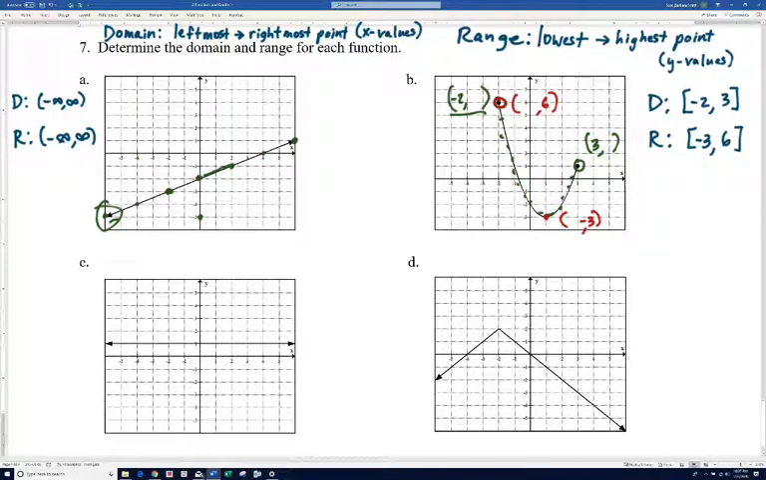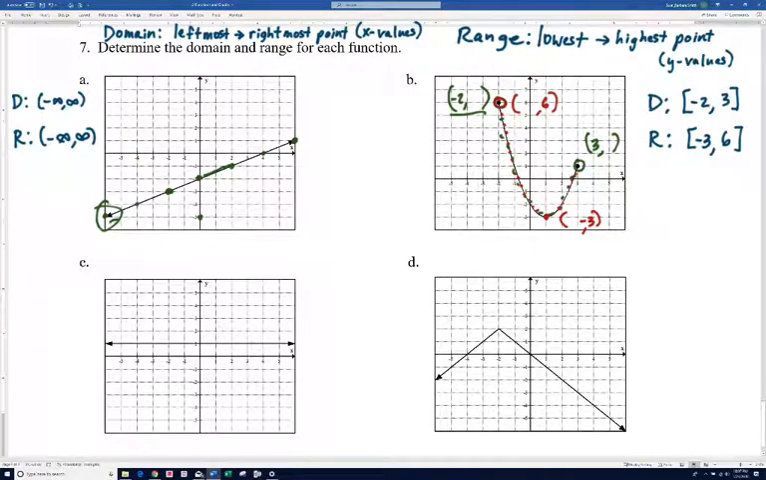Notice I'm using square brackets because these points are on the graph, and so we have to include their y values. And basically what we're saying is if you look at all these points on this graph, their y values are going to be between -3 and 6.